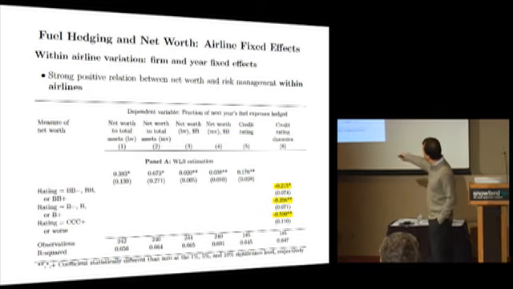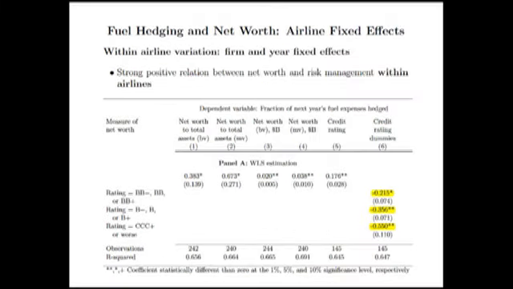Okay? And for example, if you pick this one, what this says is that a one standard deviation change in the net worth to asset ratio changes the risk management by half a standard deviation. So this is also economically significant. You can see here credit ratings work nicely.